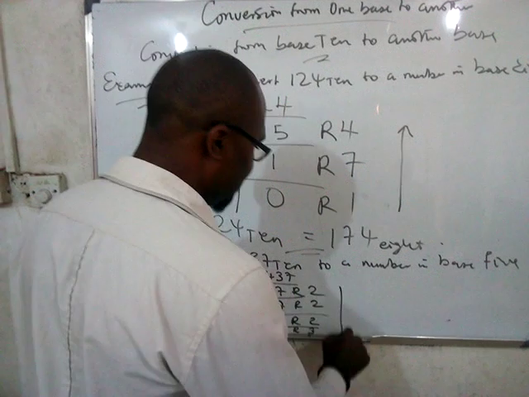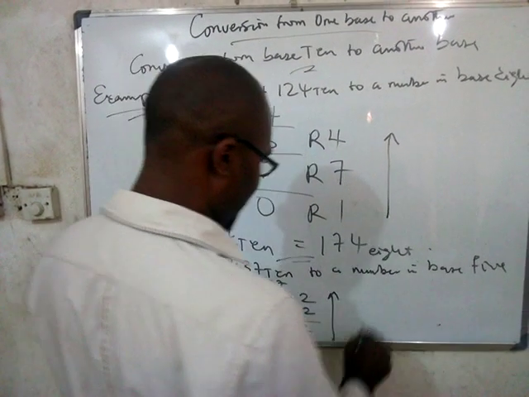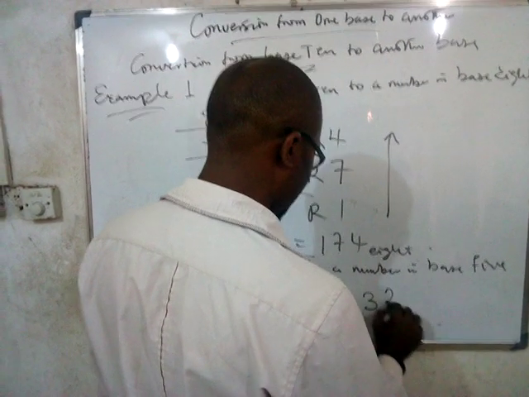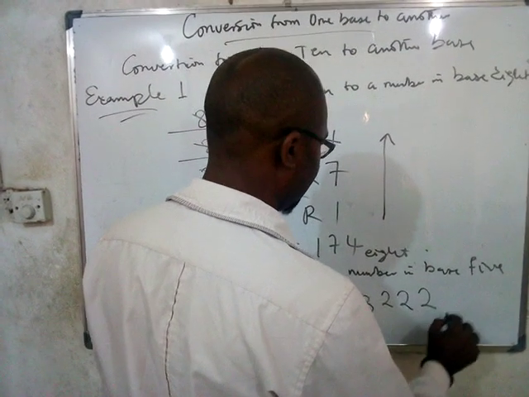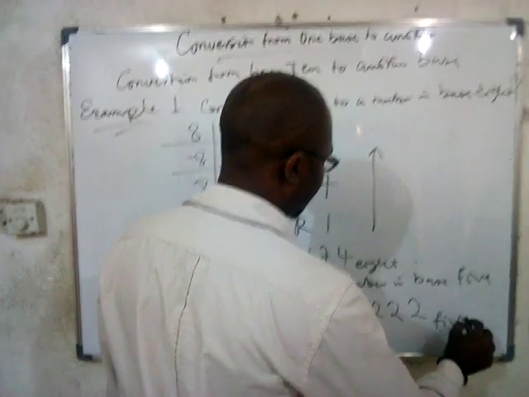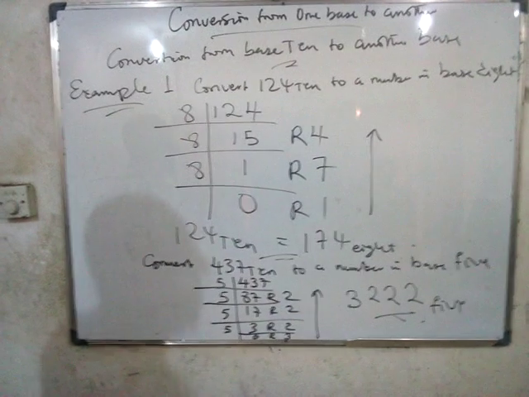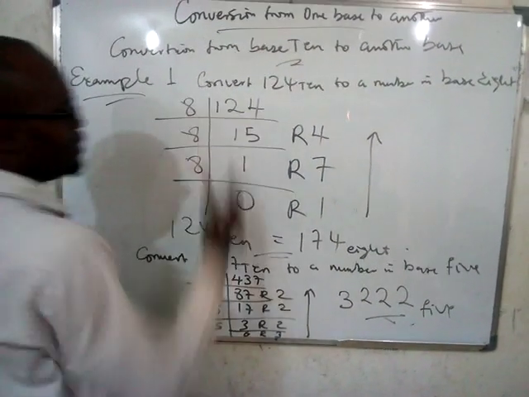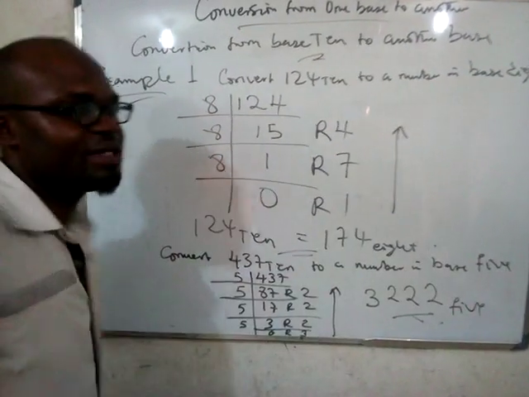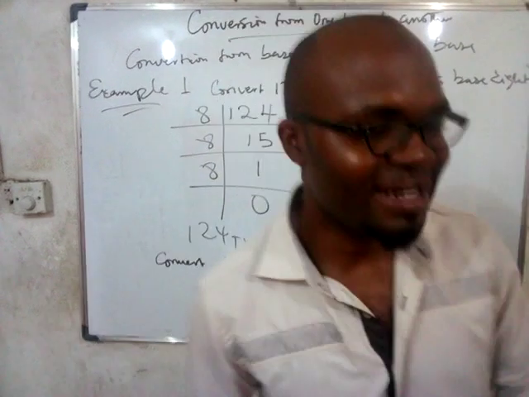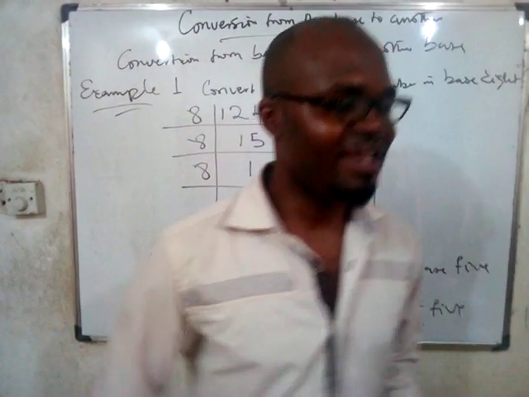Yes. So you pick it up from behind, you are going to have 3, 2, 2, 2, base 5. So that's how you convert. You convert by what we call continuous division, then you pick the remainders. Is that clear? Yes, sir.